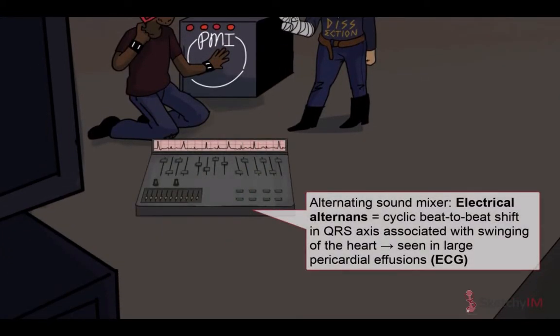Classically on ECG, you'll see the QRS amplitude change or even switch axis with every beat, kind of like the alternating levels on this sound mixer. This finding, known as electrical alternans, results from the heart swinging around within the fluid-filled pericardial sac and is typically only seen with large pericardial effusions. Electrical alternans is specific but not sensitive for pericardial effusion. So don't rule out the disease if you don't see the characteristic finding on ECG.